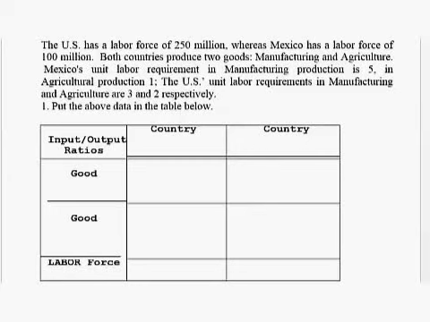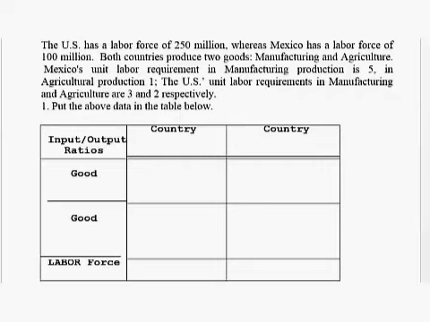The US has a labor force of 250 million. Mexico has a labor force of 100 million. Both countries are producing two goods, manufacturing and agriculture. Mexico's unit labor requirement in manufacturing production is 5, and in agriculture it is 1. The US unit labor production in manufacturing is 3, and in agriculture it is 2.